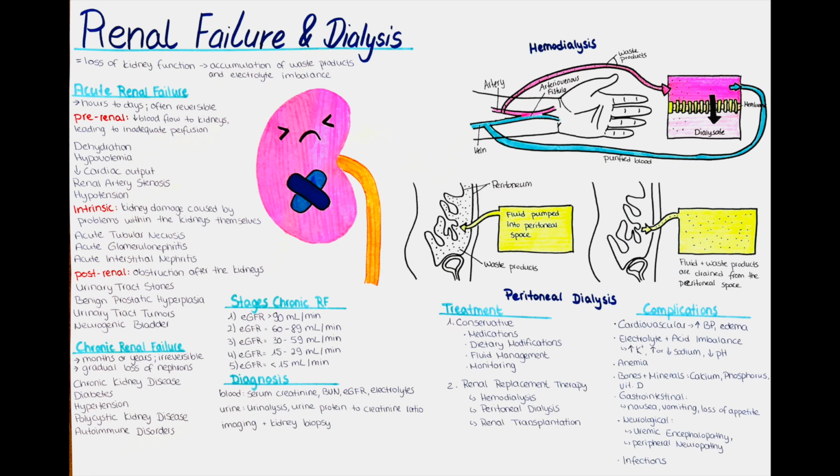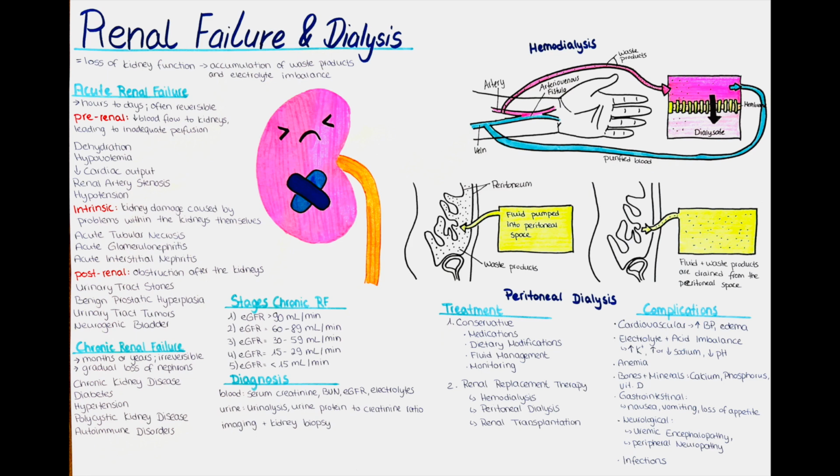Heart failure, myocardial infarction, arrhythmias, or any condition that impairs cardiac function can result in inadequate blood flow reaching the kidneys. Another cause is renal artery stenosis. This is a narrowing of the renal arteries due to atherosclerosis or other vascular diseases and can restrict blood flow to the kidneys. Another cause is hypotension. Severe hypotension caused by shock, sepsis, or anaphylaxis can reduce renal perfusion.